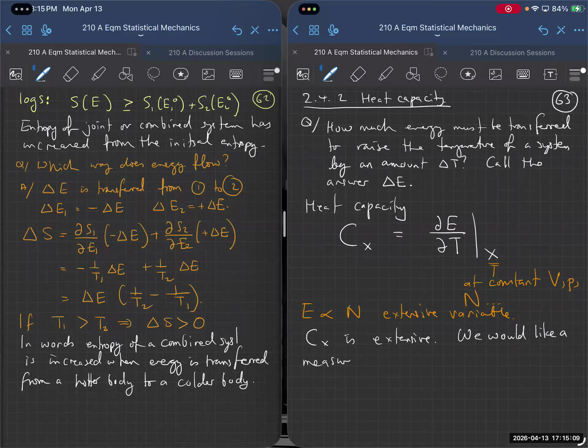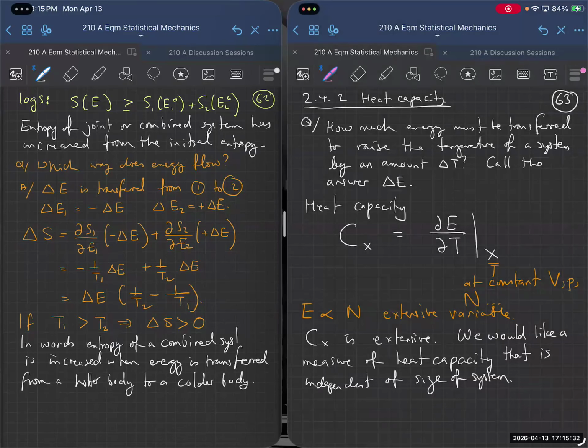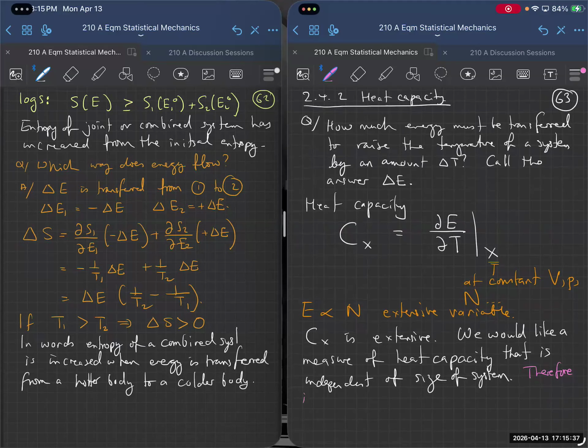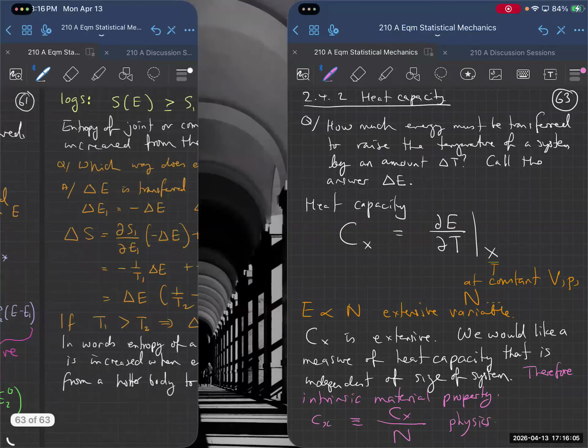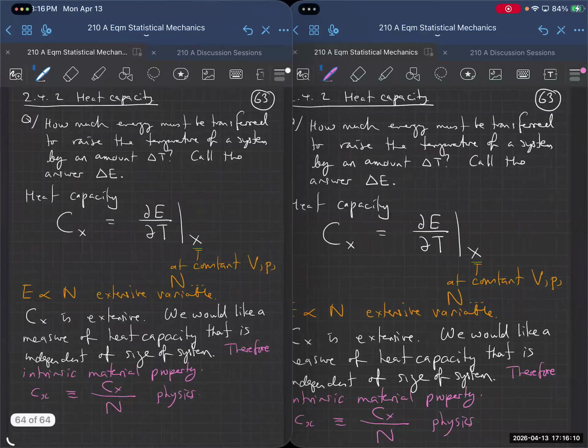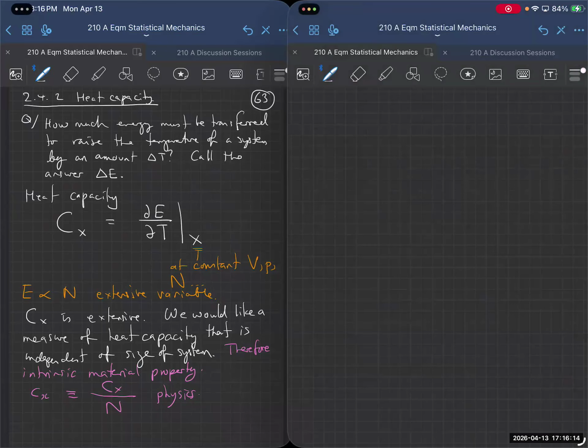So what we would like is a measure of heat capacity that is independent of the size of the system. And if it's independent of the size of the system, then it's therefore intrinsic to the system, therefore an intrinsic material property. So how do we get that? Well, a physicist would just say, I take the heat capacity and divide by N. So you might say little c_X is equal to big C_X divided by N. That would be the physics answer. But unfortunately, the first people who thought about this question and were interested in the answer were not physicists. They were chemists, and they had a different answer.